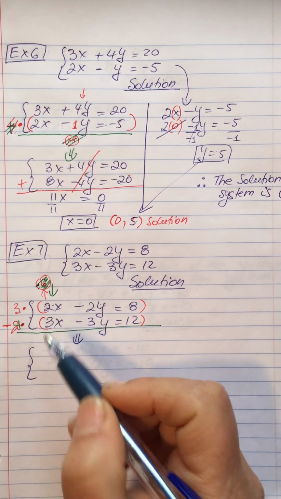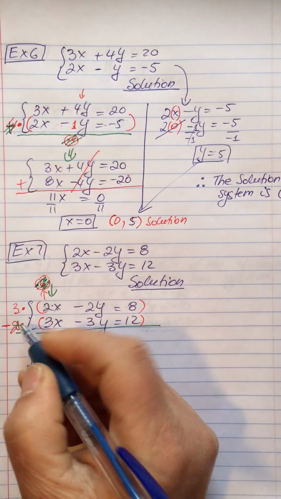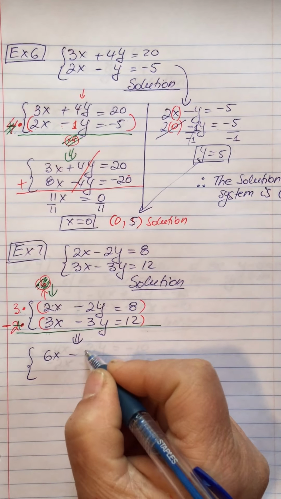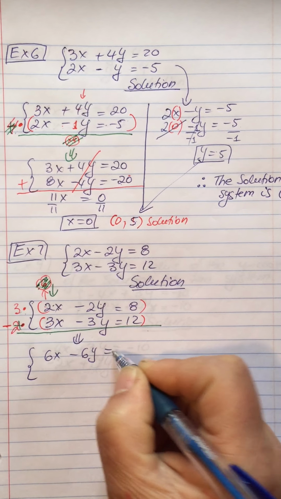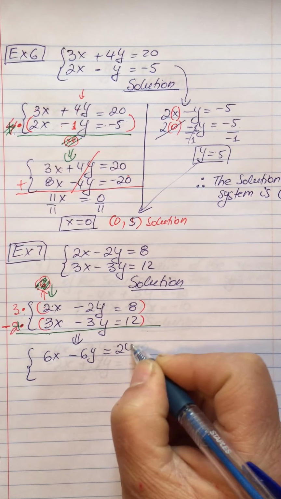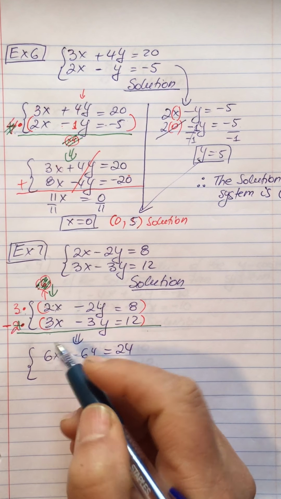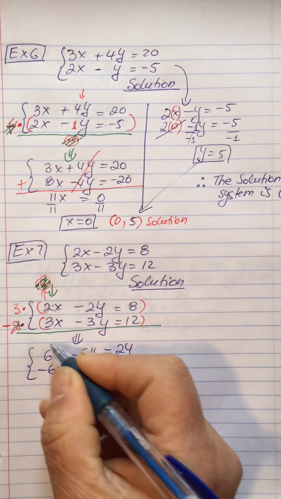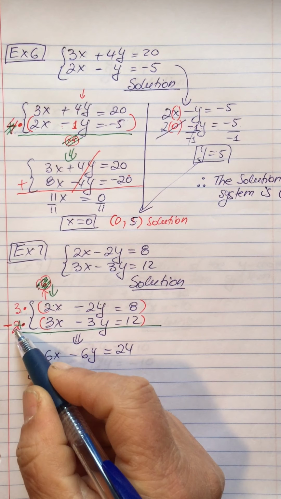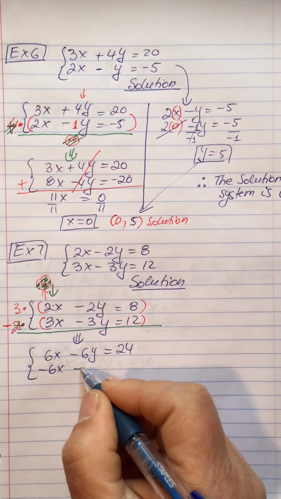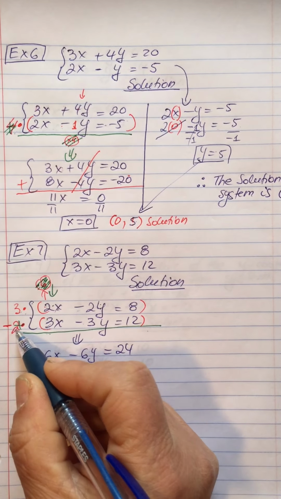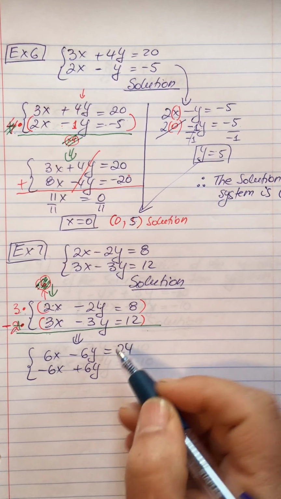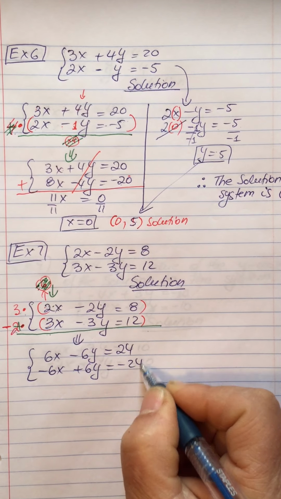So 3 times 2x is 6x. 3 times -2y becomes -6y. And 3 times 8 is 24. -2 times 3x is -6x, which I wanted. -2 times -3 is +6y. -2 times 12 is -24.